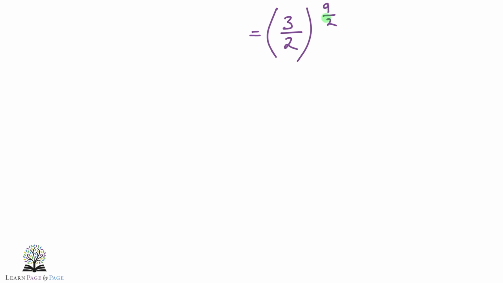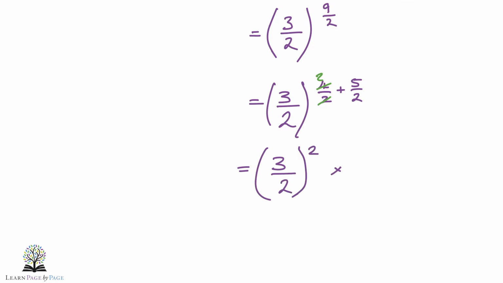And now let's separate this power. If we go 3/2 and the 9/4, that can become 8/4 plus 1/4, and then we can simplify that down. 8/4 becomes a 2, that 2's gone. And then that will allow us to do this: (3/2) squared multiplied by (3/2) to the power of 5/2. And the reason we can do that is because a to the power of m plus n is the same as a to the power of m multiplied by a to the power of n.